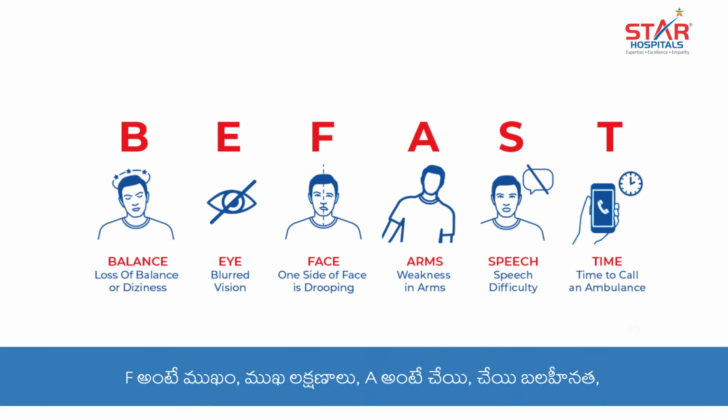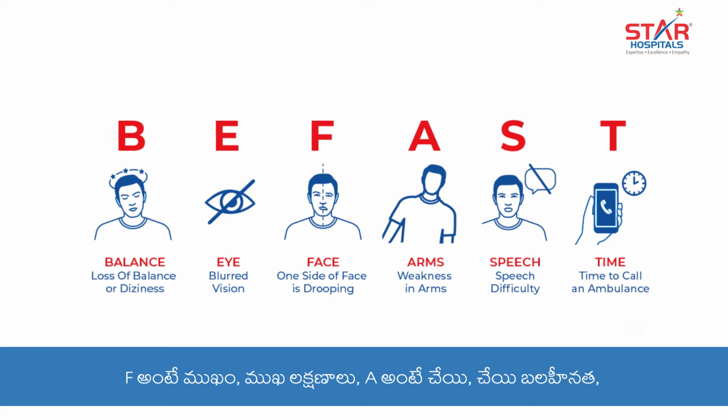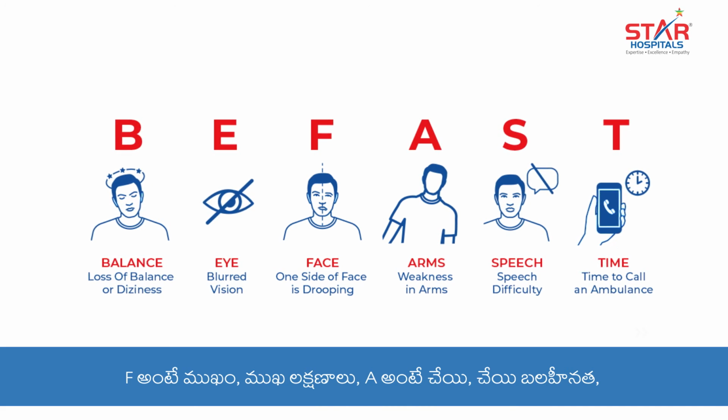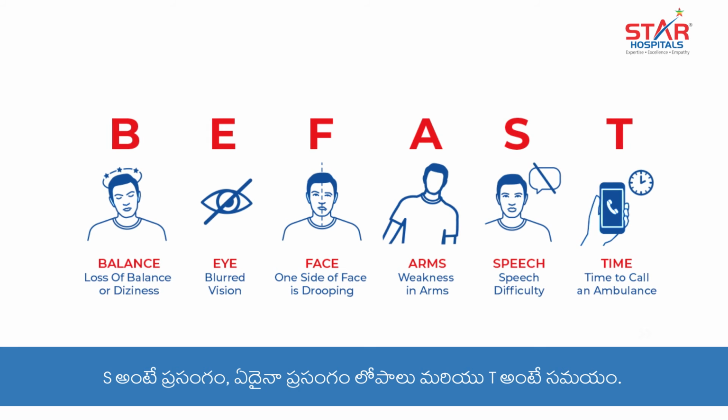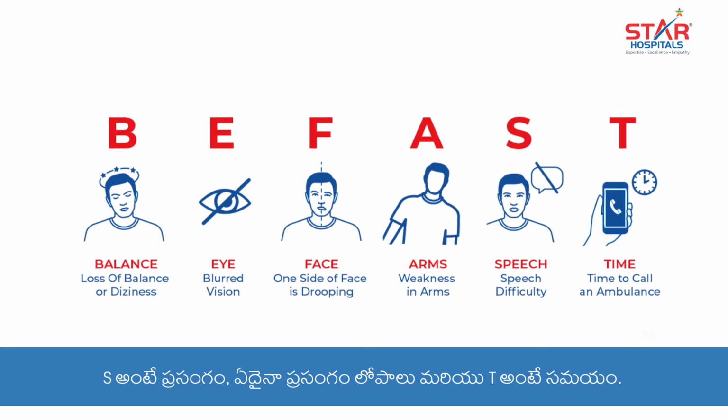If you have these presenting symptoms, they are regarded as FAST symptoms: F means face, facial symptoms; A means arm weakness; S means speech, any speech deficits; and T means time. If there is a time of onset, you have to bring the patient to a hospital with adequate stroke facilities. In Star Hospitals, we offer good facilities for stroke intervention and mechanical thrombectomy. We have a good state-of-the-art cath lab with adequate facilities.